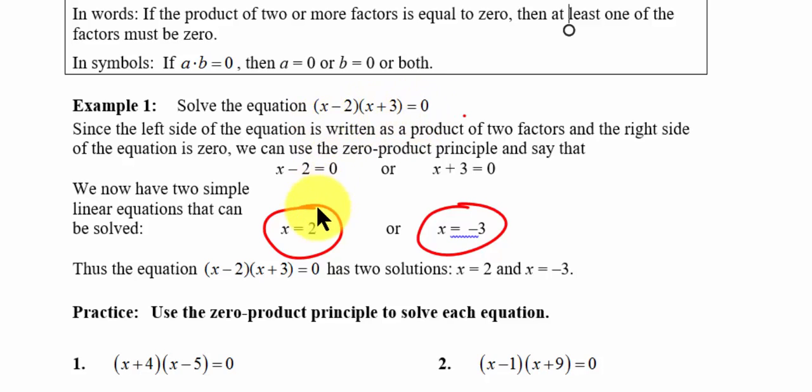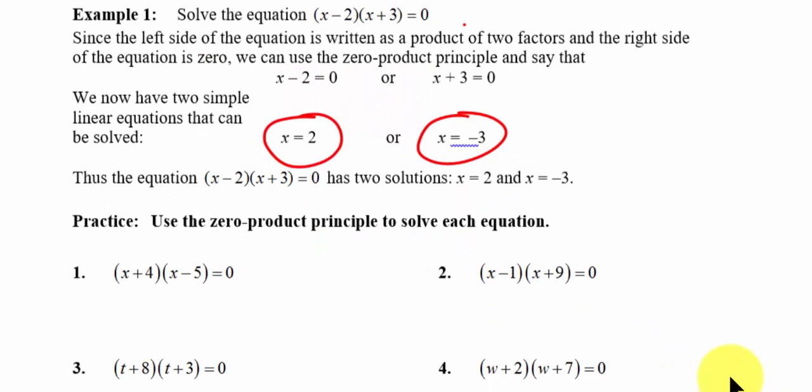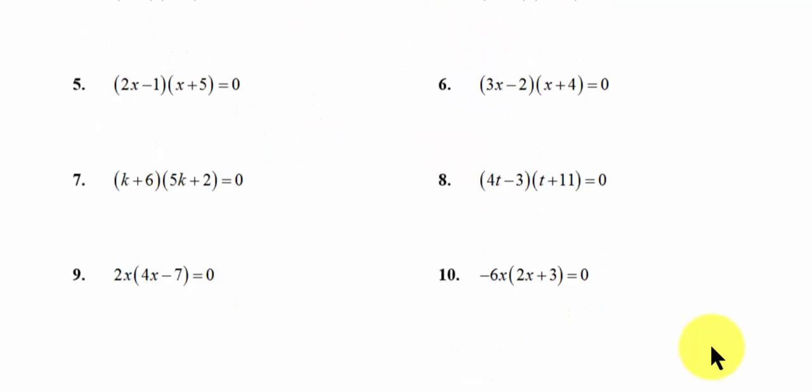So if I put in a positive 2, 2 minus 2 is 0. 0 times anything is 0. So x equals 2 is an answer. If I put in a negative 3 in here, well, negative 3 plus 3 is 0. 0 times anything is still 0. So negative 3 is a solution. So let's look at some of these practice problems, right?